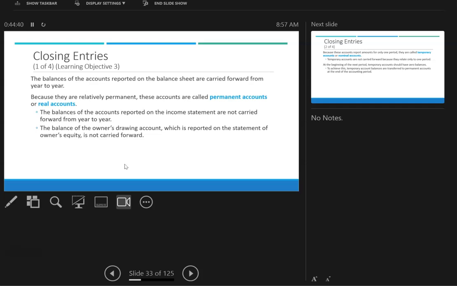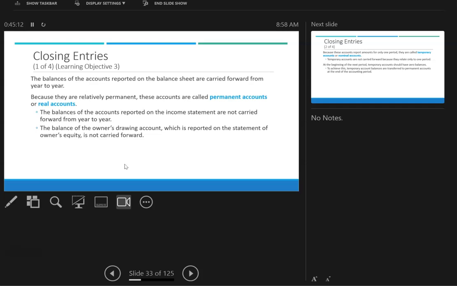Okay, now what? We did our financial statements, but guess what? We need to close out our books so we get them ready for the next period. So, closing entries. When we're dealing with our net income, we're going to flow that into our owner's equity, but we need to get rid of our temporary accounts so we can start fresh again.